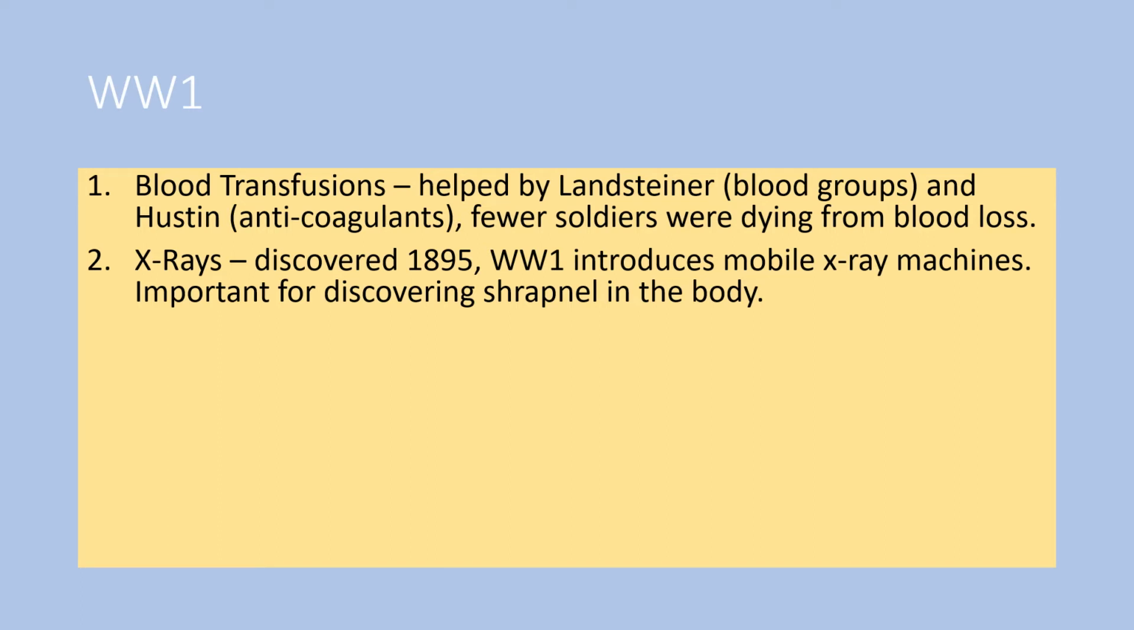One of the most common injuries, due to the nature of fighting on the Western Front, was shrapnel wounds. Shrapnel being those jagged pieces of metal that would have broken off from artillery shells that would have been fired across no man's land, or a lot of the time actually into no man's land as well. So getting this metal deep into the body was a significant problem because it would cause infection in the body, and also because of the jagged nature of it, it could really cause damage to internal organs. So people needed to know where that shrapnel was.